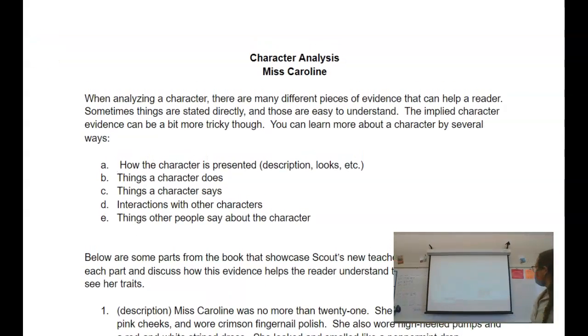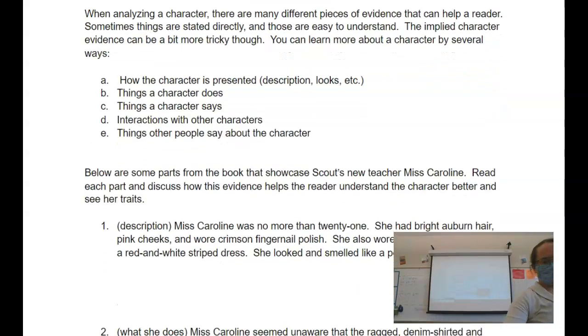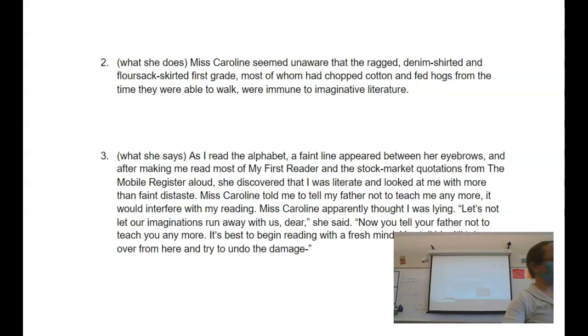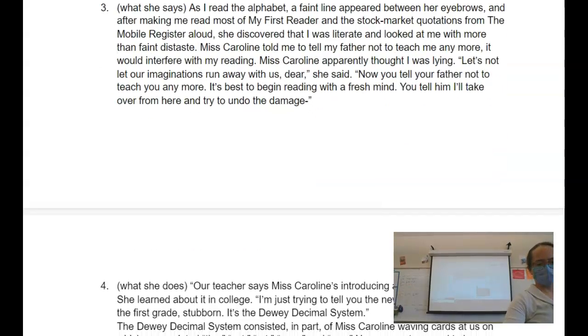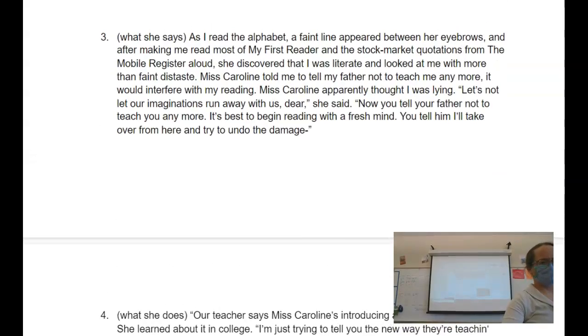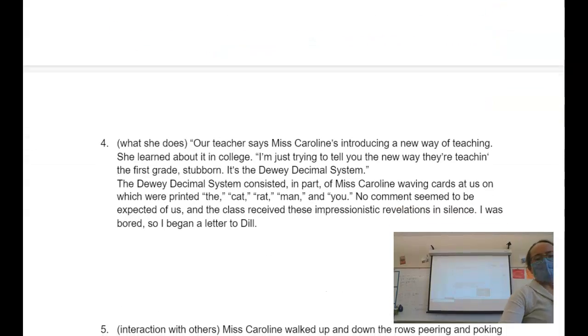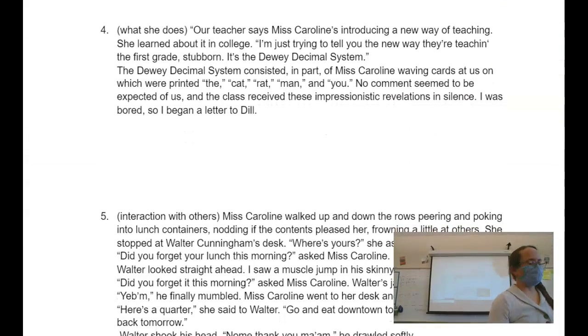Okay, so go ahead and take a look at where it says Miss Caroline, our character analysis. Remind me where we got on Friday. Where did we stop? Look on your document. I think we got to 3, didn't we? Yeah. Okay, so again, what we're trying to do is analyze Miss Caroline as a character.